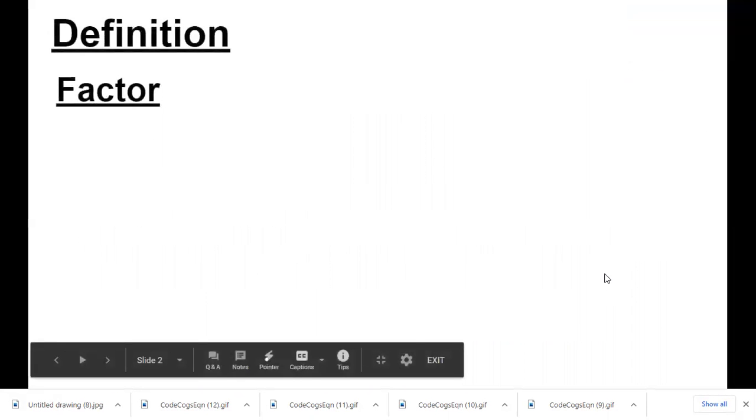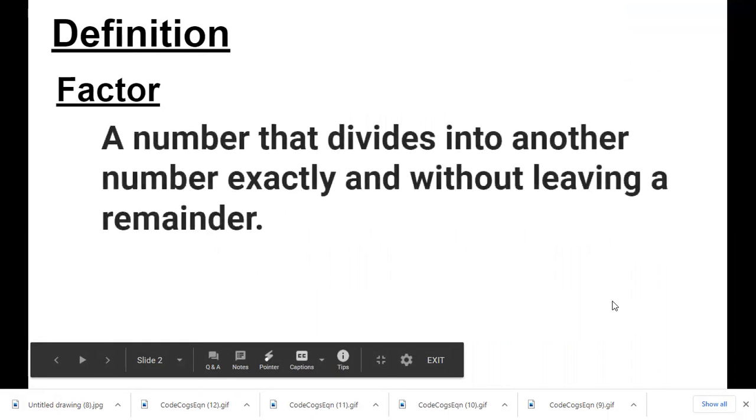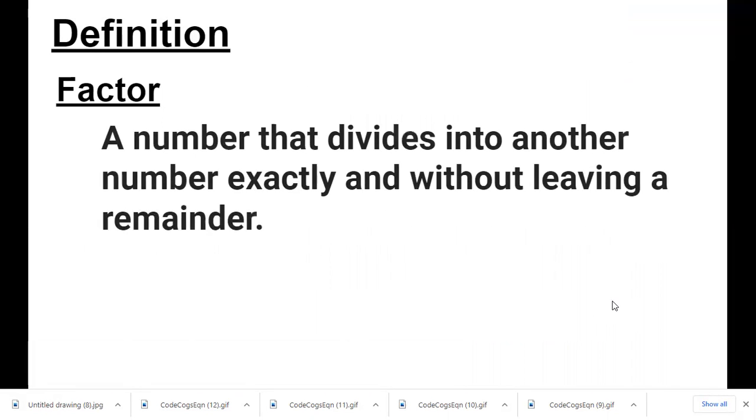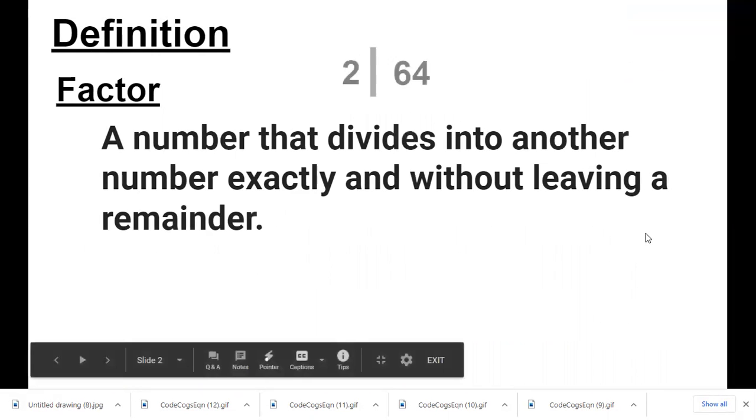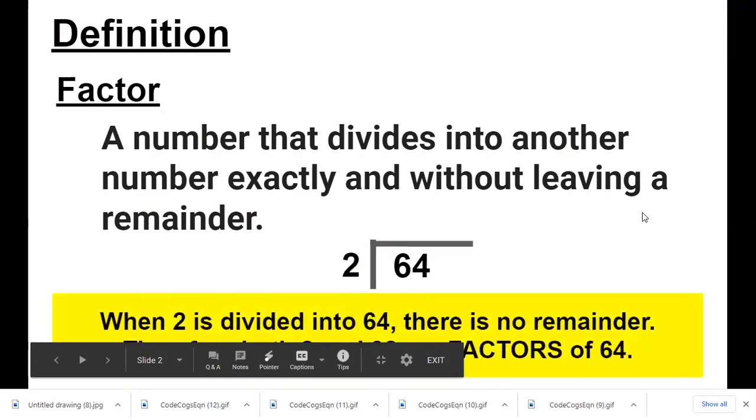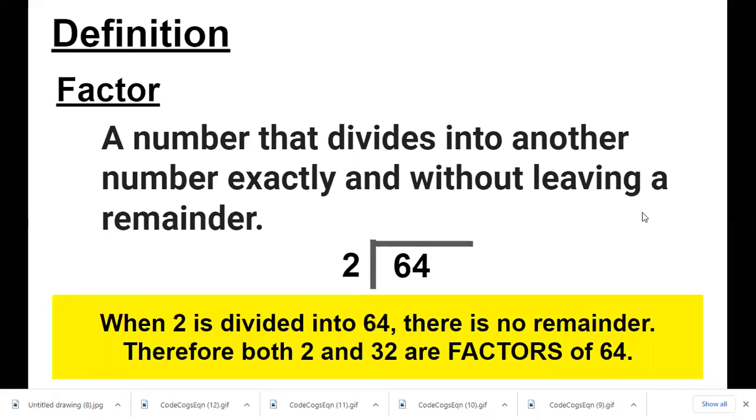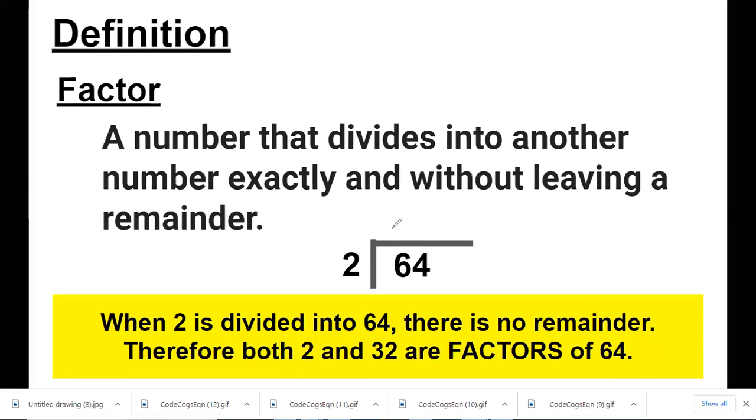Okay, just a review of the definition of a factor. A factor is a number that divides into another number exactly and without leaving a remainder. So 2 divided into 64. When 2 is divided into 64, there is no remainder. Therefore, both 2 and 32 are factors of 64. The answer to this problem would be 32, so that's where that comes from. So 2 and 32 are factors of 64.